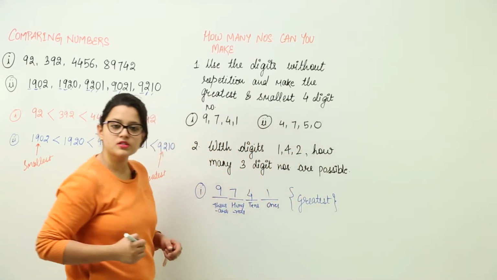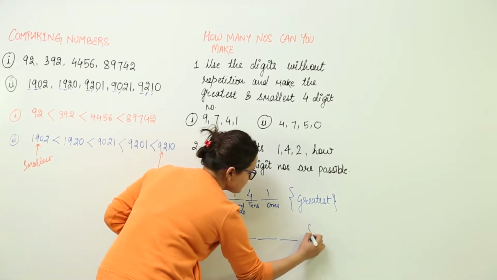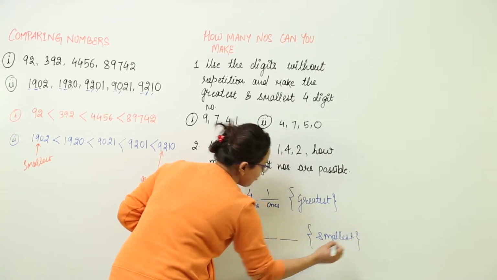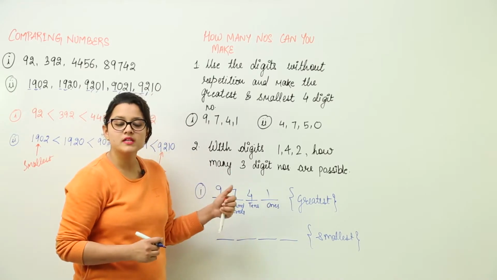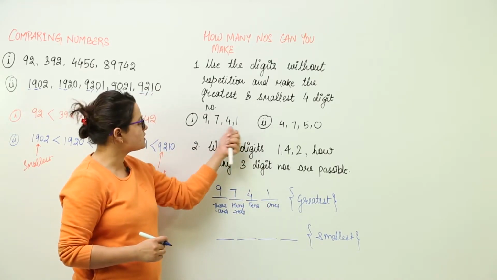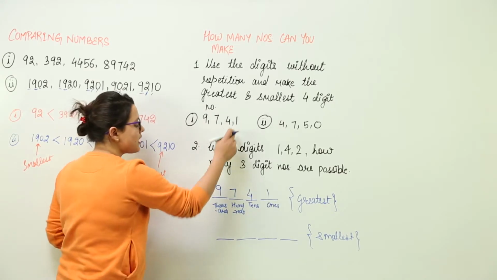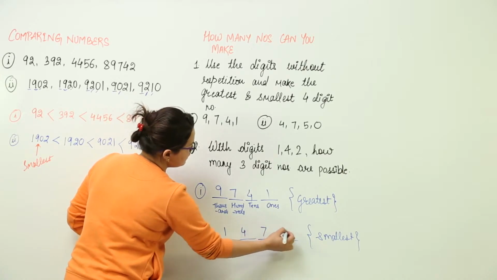Now for the smallest one, we'll do the similar thing, we'll make the 4 dashes. For the smallest also we'll follow the same procedure but in the opposite way. For that we must have the smallest digit out of all at the largest place. So we'll have 1, next we have 4, 7, 9.